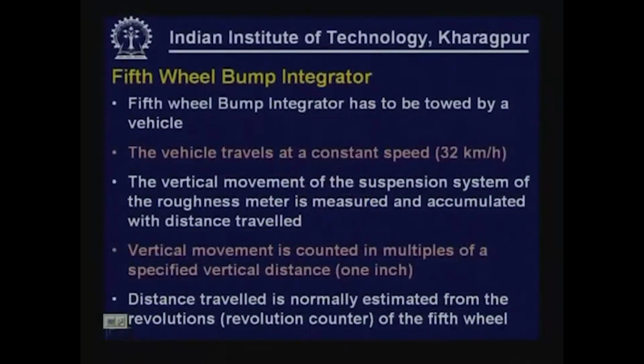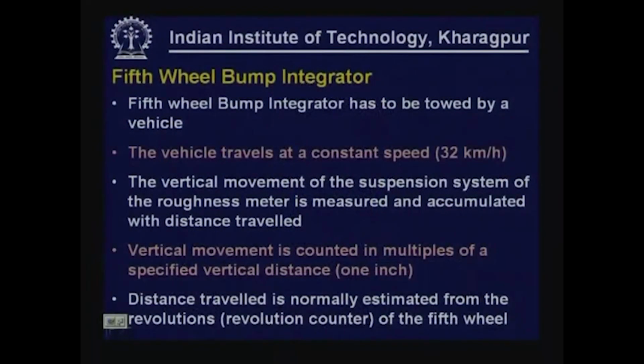The vertical movement is counted in multiples of a specified vertical distance. Typically the counters used in the fifth wheel bump integrator get triggered, and the value changes whenever there is at least 1 inch of downward movement. If there is a downward movement of 2 inches or 3 inches, the corresponding change in the counter reading will be 2 or 3.